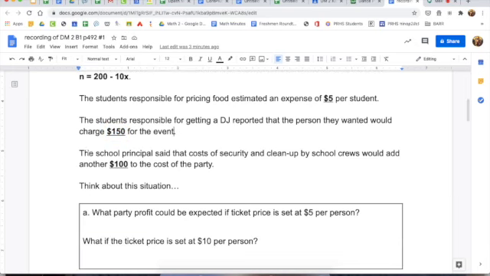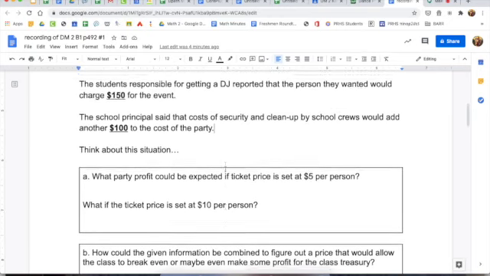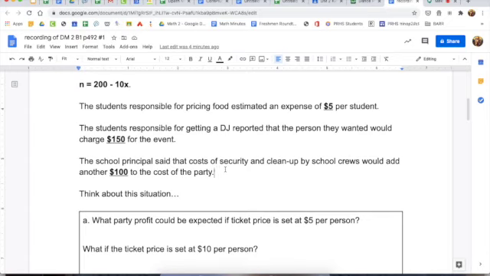And then we have to have security and we have to have cleanup. So the principal of the school gave a price of $100 to clean up and provide security for the dance. So let's think about this. We have a few things that we can figure out now.